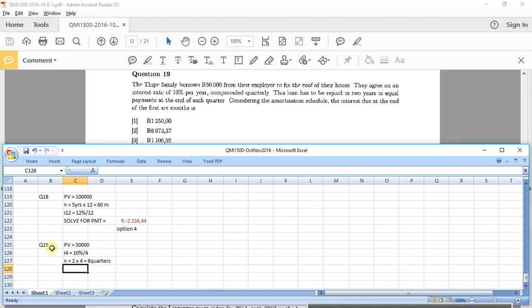Considering the amortization schedule, the interest due at the end of the first 6 months. First 6 months is how many quarters? 6 times 4, 24. No, first 6 months is how many quarters?